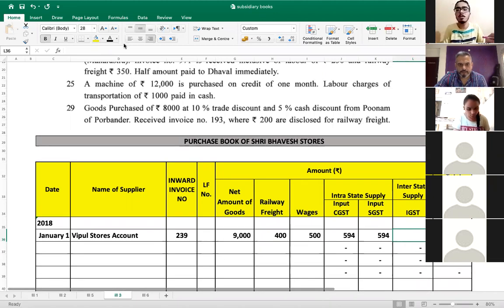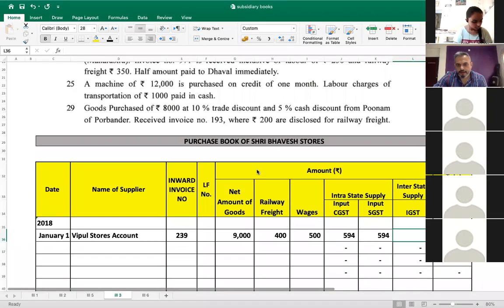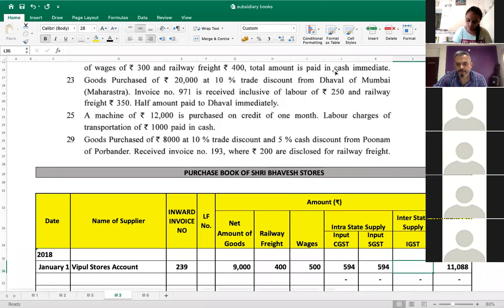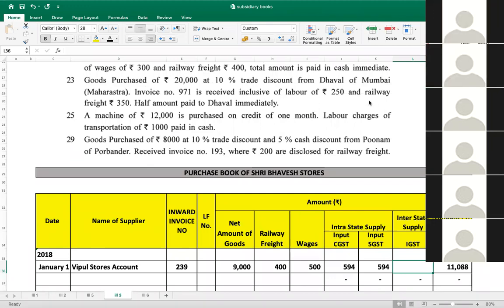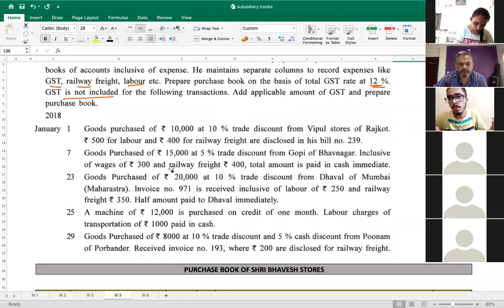Got it? Any doubt, anyone in the first transaction? Should I proceed? Yes, sir. Now, goods purchase of 15,000 at 5% trade discount from Gopi of Bhavnagar, inclusive of wages 3,000 and railway freight 400. Total amount is paid in cash immediately.